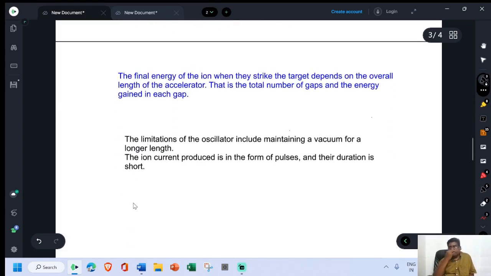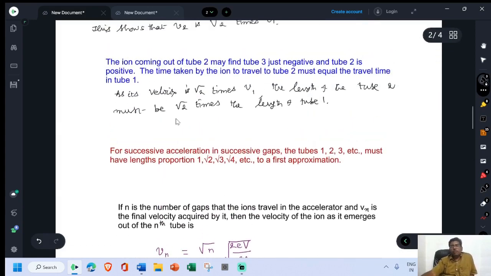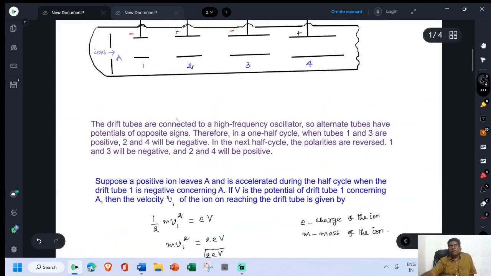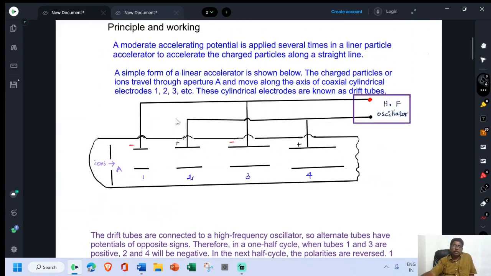The limitations of the linear accelerator include maintaining a vacuum for a longer length, and the second one is that the produced ion current is in the form of pulses. Therefore, their duration is short. To solve these two inconveniences, we may go for circular particle accelerators like the cyclotron.